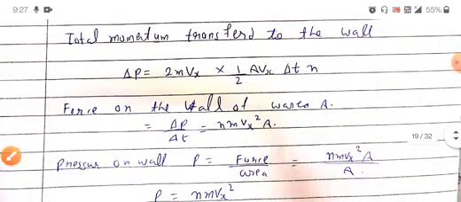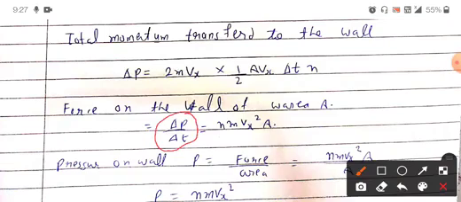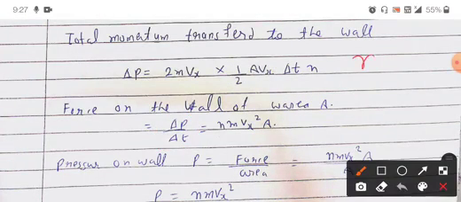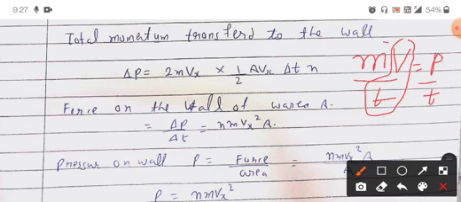Now the force on the wall will be delta p by delta t. Here delta p is the change in momentum. How are we getting delta p by delta t equal to force? Because momentum is equal to mass into velocity, correct. So this is our momentum. Now if we divide it by time, that means p by t, so v by t is equal to what? It is equal to acceleration. That means it is mass into acceleration, which is equal to force.